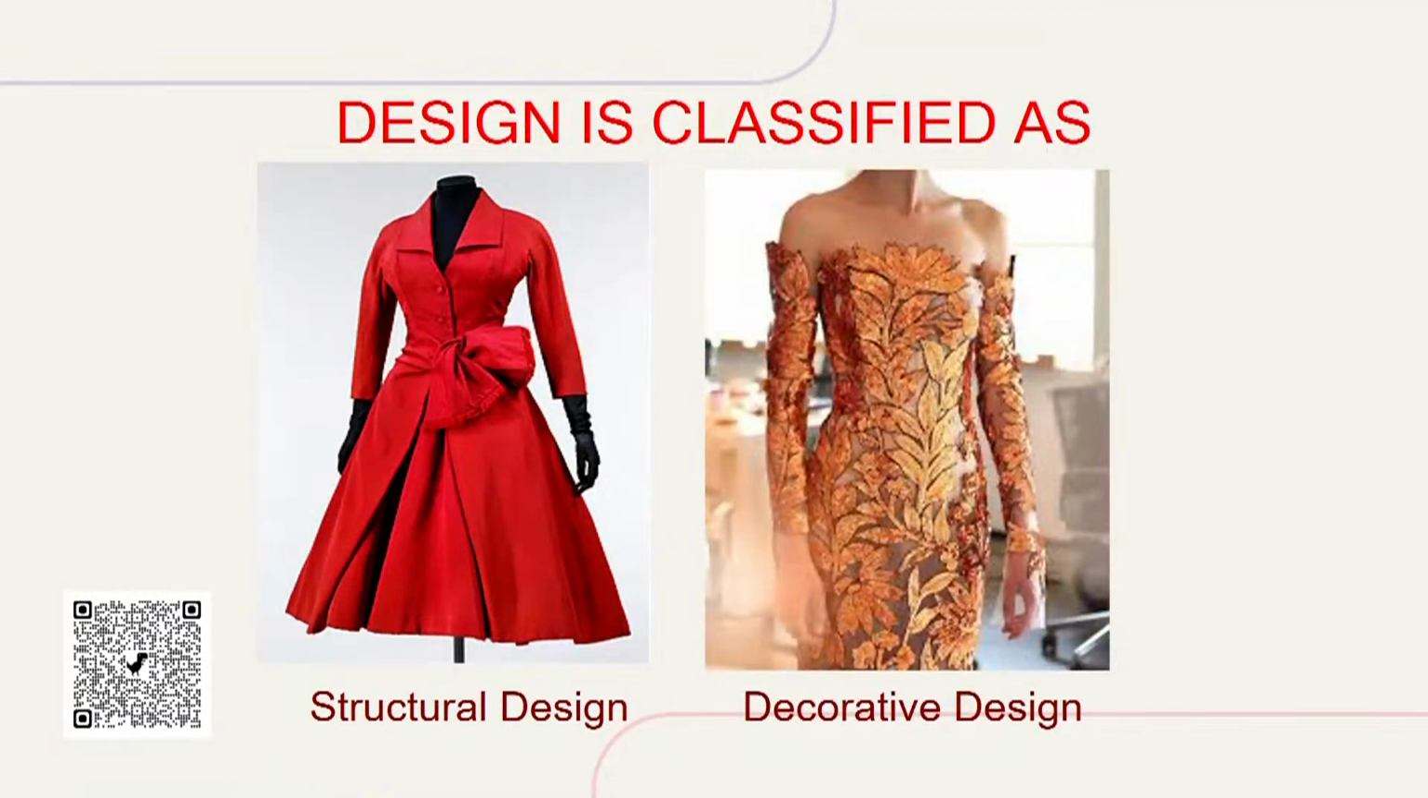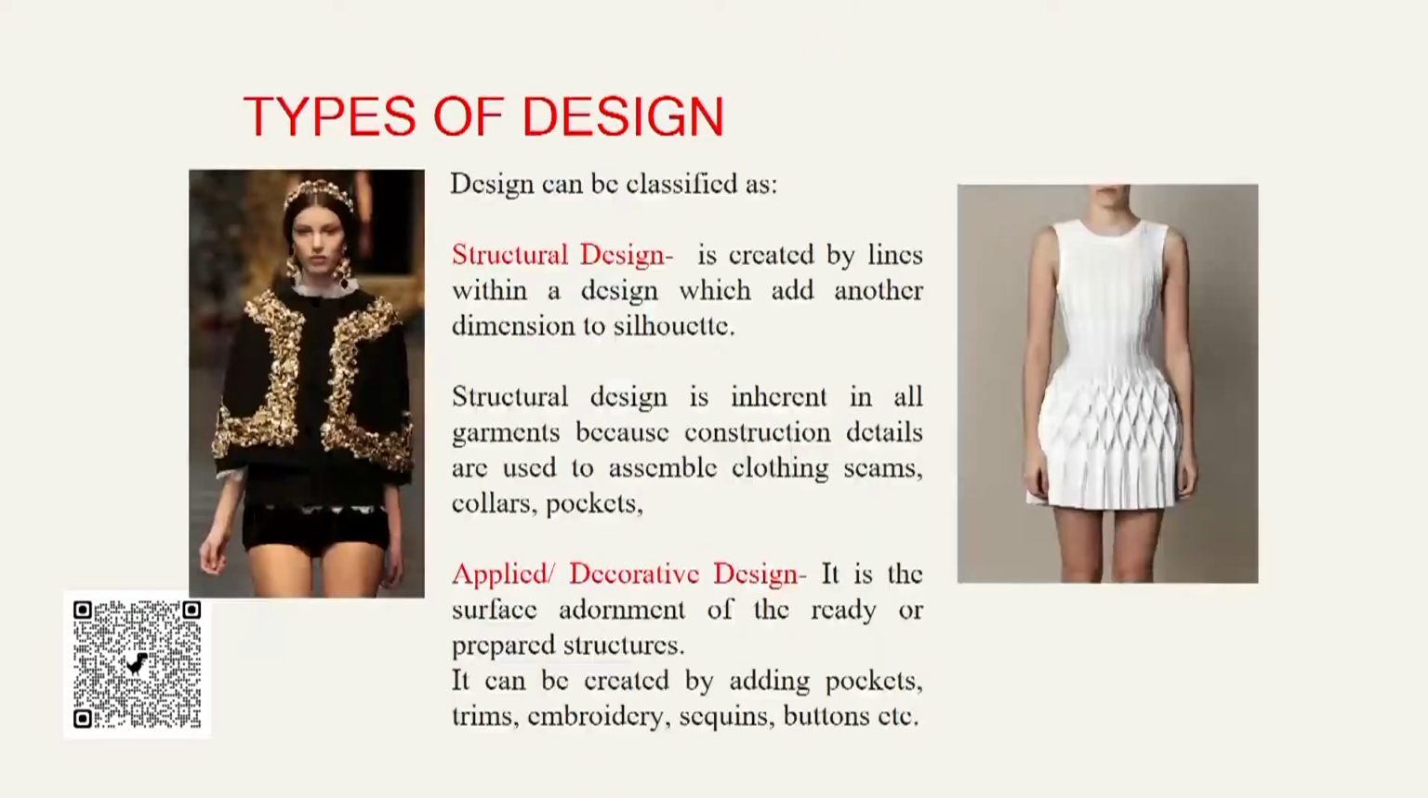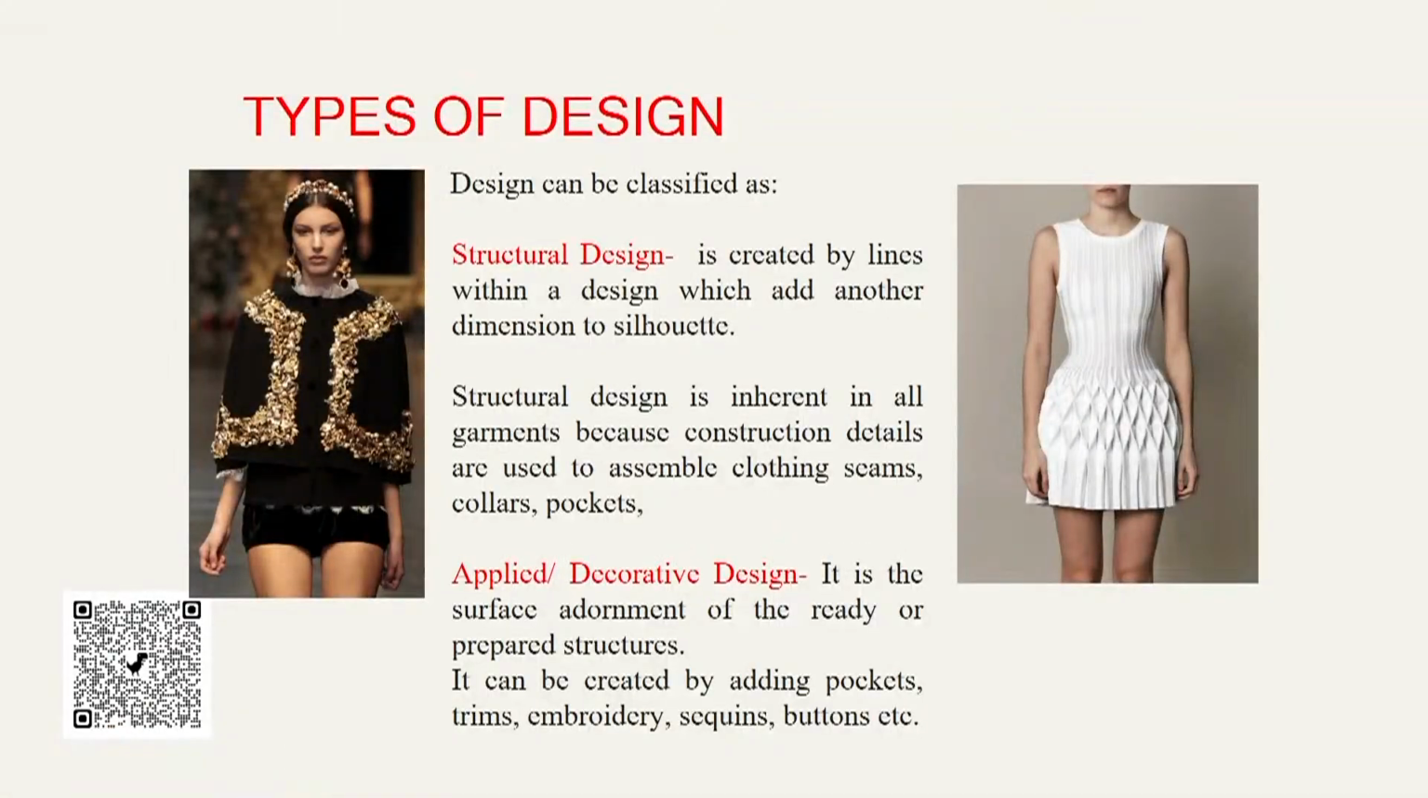Now let's look into different classification of design. So there are two types of designs. First one is structural design and decorative design. As you can see in front of you in the images, structural design is nothing but it is created by line. It is basically created while manufacturing any garment, and it is therefore an inherent feature in the garment because of the constructional details which are assembled while stitching a garment.